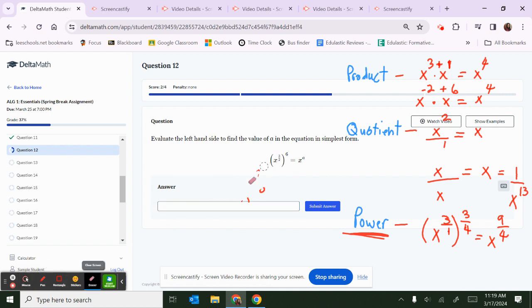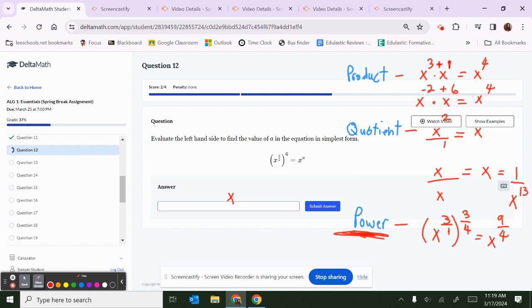So when I'm doing this, guys, which rule do you think I'm going to use? Product rule, quotient rule, or power rule? Which one do you think? I'm going to again use power rule, all right? So when I'm using power rule, I'm going to multiply the exponents, okay?